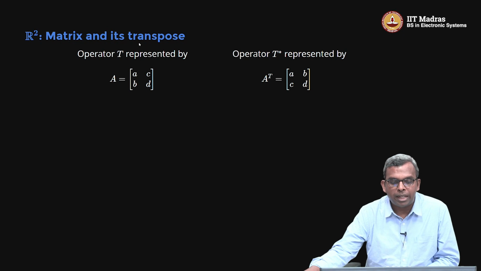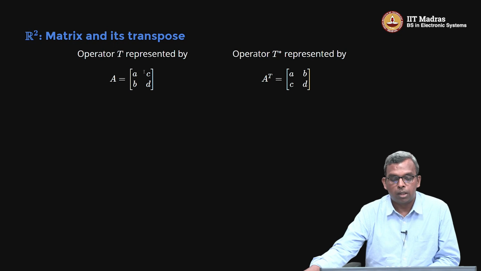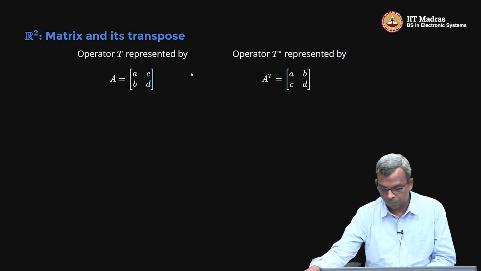You have an operator T represented by the matrix A, where AB and CD are the columns. Now, what is the adjoint T star? It's represented by A transpose. There's no need to conjugate since we're in R2. So it becomes AC, BD. The first row becomes the first column, and the second row becomes the second column. So this is A and A transpose.